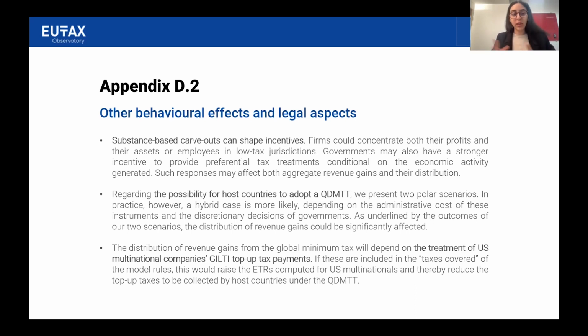So if the QDMTT scenario is applied in, let's say, country X, what will happen is that the US will say, okay, we have GILTI, so under GILTI we have the priority. Even if you are applying QDMTT, we have the priority because of these CFC rules and covered taxes priority. We will first collect our share because of GILTI, and then this country will collect what it can from Pillar 2. We can maybe talk about that later in the question period.